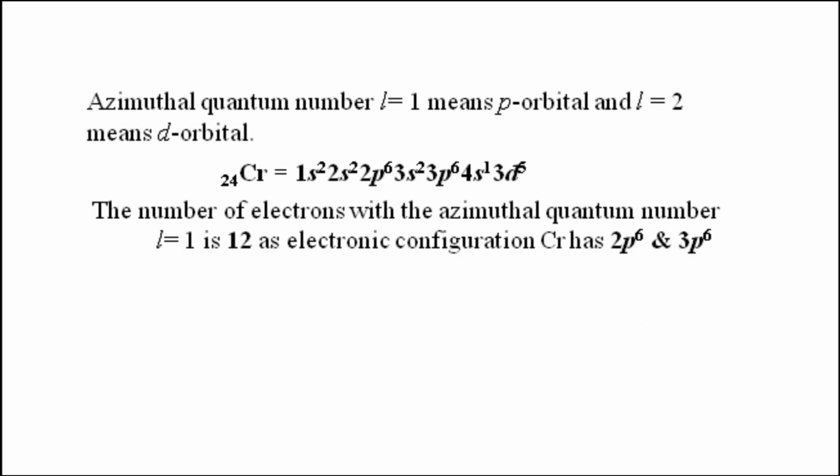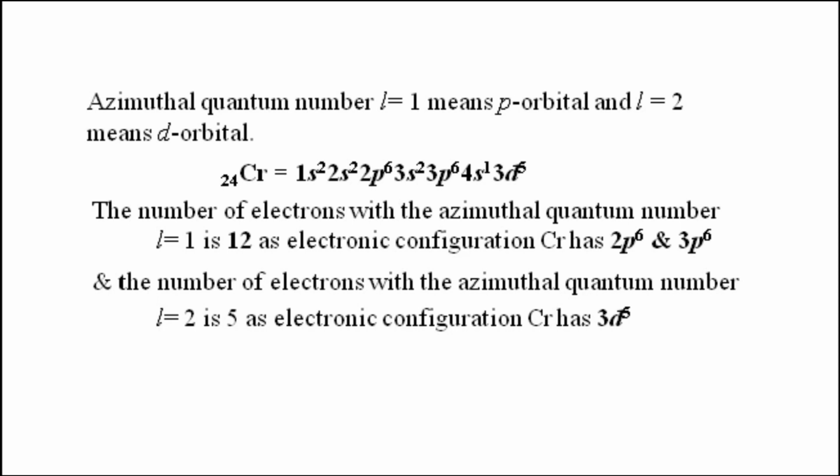As per the electronic configuration, chromium has 2p6 and 3p6. And the number of electrons with the azimuthal quantum number l = 2 is 5, as chromium has 3d5. So, the correct answer is option B, 12 and 5.